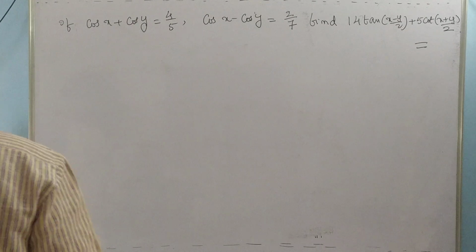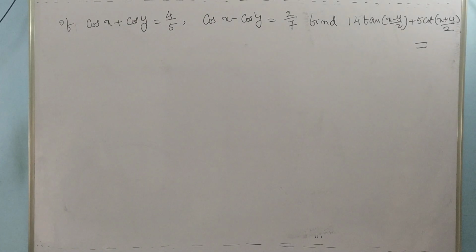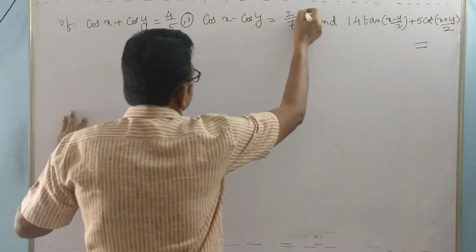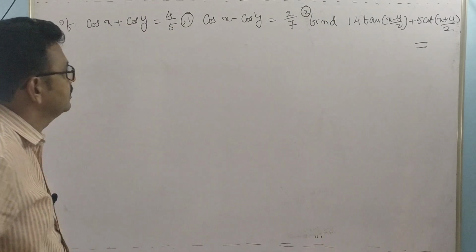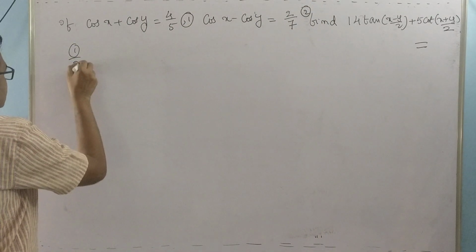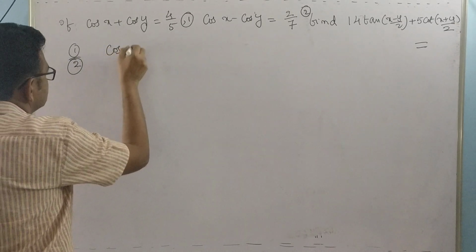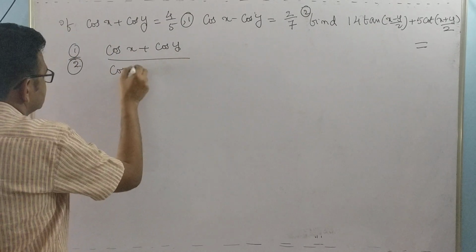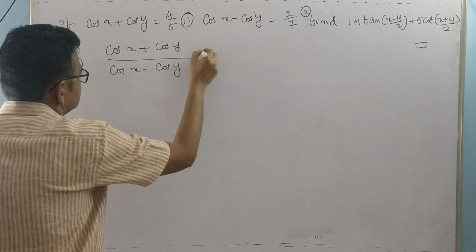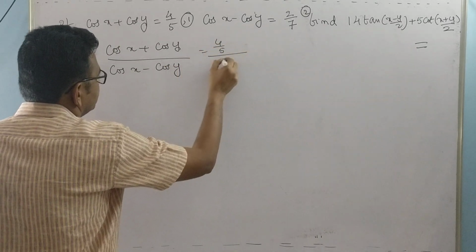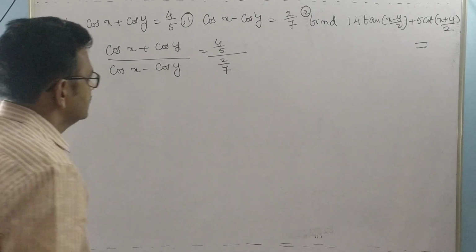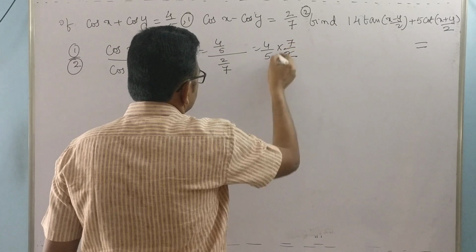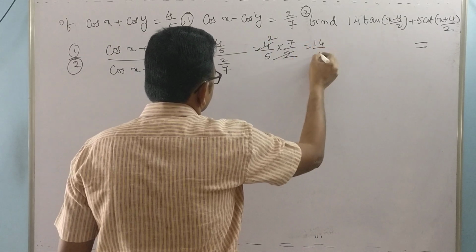cos x plus cos y is equal to 4 by 5, cos x minus cos y is equal to 2 by 7. Let this be the first one and this the second one. Now we have to consider first one by second one. Cos x plus cos y by cos x minus cos y is equal to 4 by 5 by 2 by 7, that is equal to 4 by 5 into 7 by 2. So 2 times cancel, this is 14 by 5.